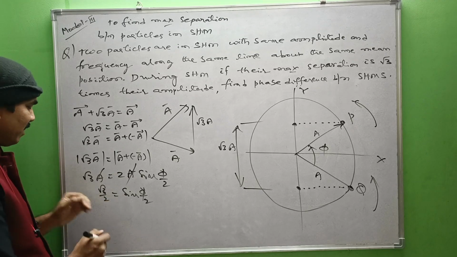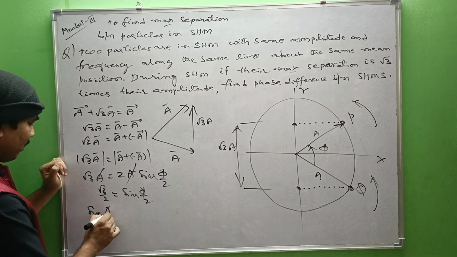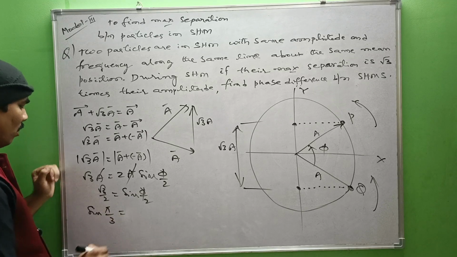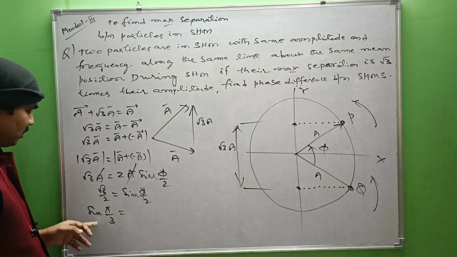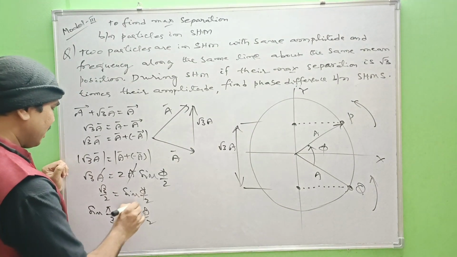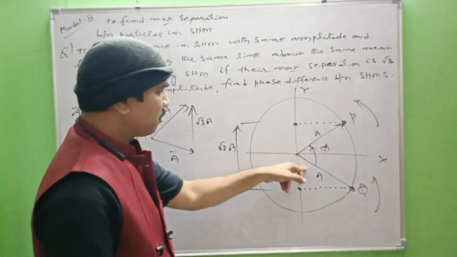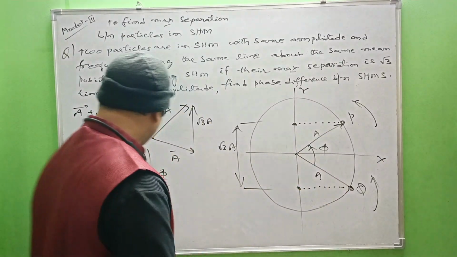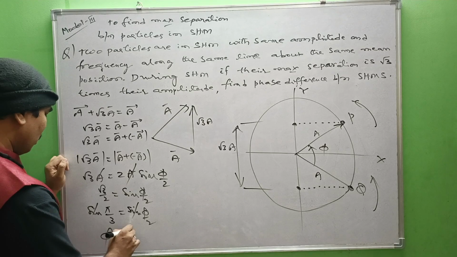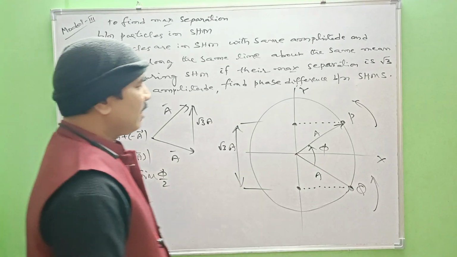Root 3 by 2, in the sense, is sine of pi by 3, which equals sine 60, that is root 3 by 2. So sine pi by 3 equals sine of pi by 2. Sine cancels here. So the phase difference between these two particles is given by pi equals 2 pi by 3 radians. 2 pi by 3 radians.